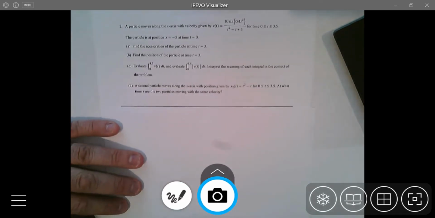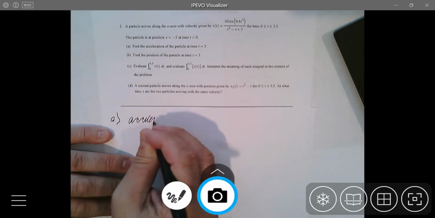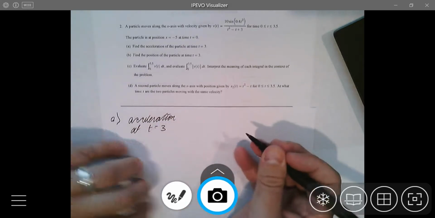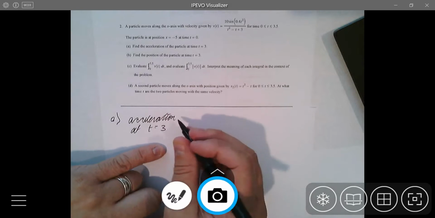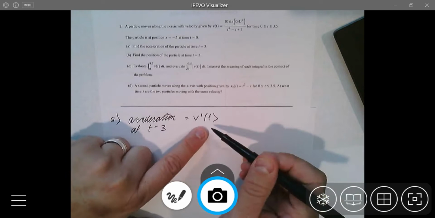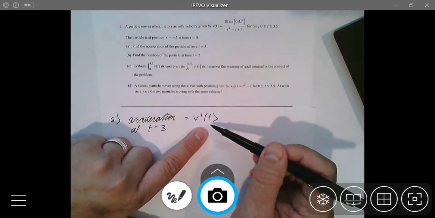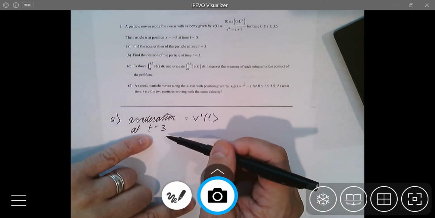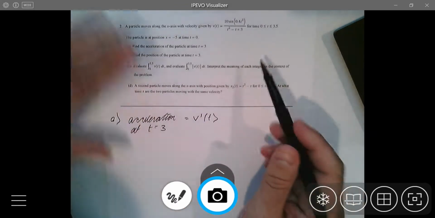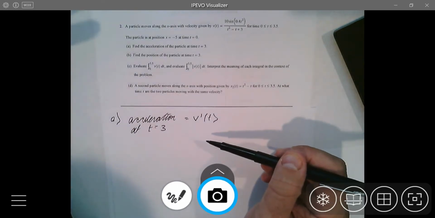Well, that shouldn't be too bad. For part A, I want the acceleration at t equals 3. The derivative relationship that we need to keep in mind is that acceleration is the derivative of the velocity. They gave me a velocity expression. We're going to need to find the derivative. We're going to need to evaluate the derivative at t equals 3. And that'll do it. There's no mention of units anywhere in this problem, so we're not going to worry about units down here.